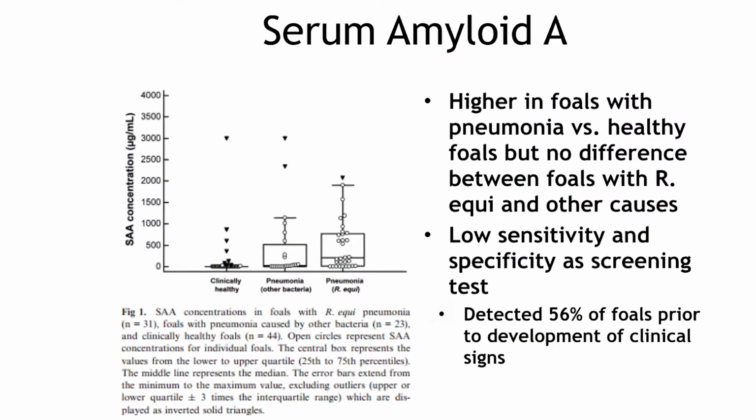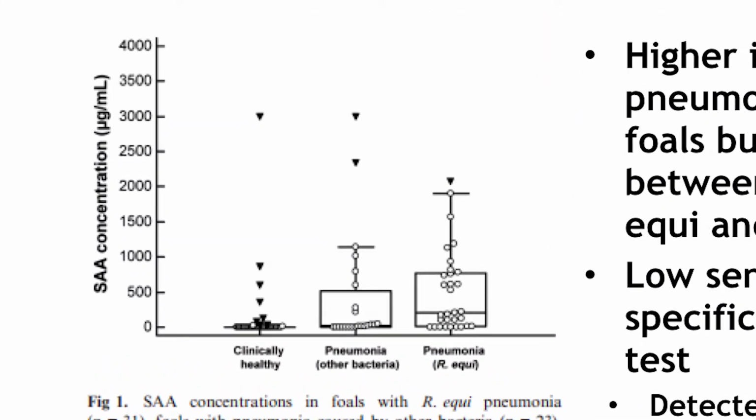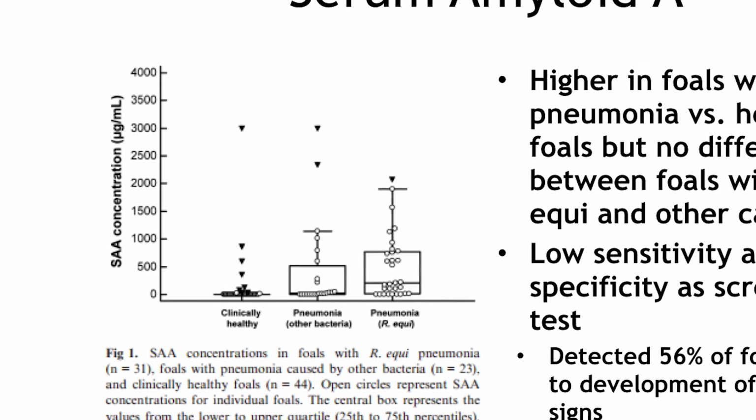And if you look at this figure on the left here, on the left side it's clinically healthy, the middle is pneumonia from other bacteria, and on the right is the pneumonia from R. equi. And this is what we see with SAA with almost every disease, is there's this huge individual range. So you can see you've got dots way up high, even in the clinically healthy foals. You've got some that have a really high SAA. So there's so much overlap that it makes it hard to use well as a screening test, by itself anyway.